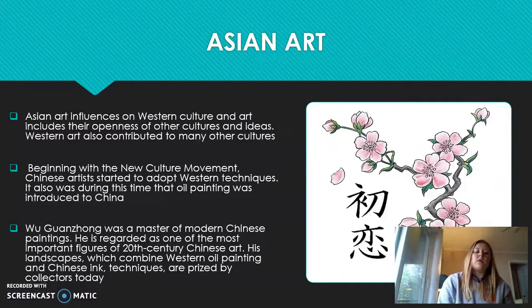Wu Guanzhong was a master of modern Chinese painting. He is regarded as one of the most important figures of 20th century Chinese art. His landscapes, which combine Western oil painting and Chinese ink techniques, are prized by many collectors today.